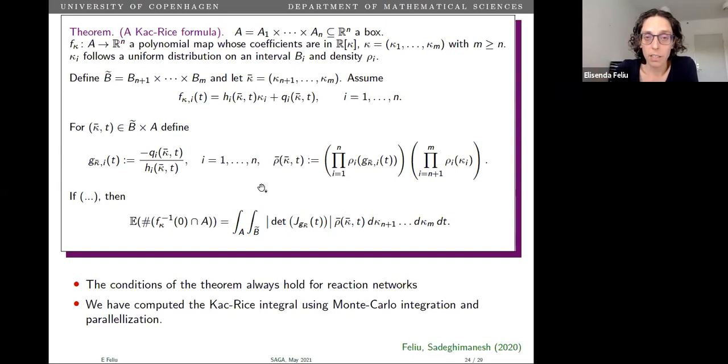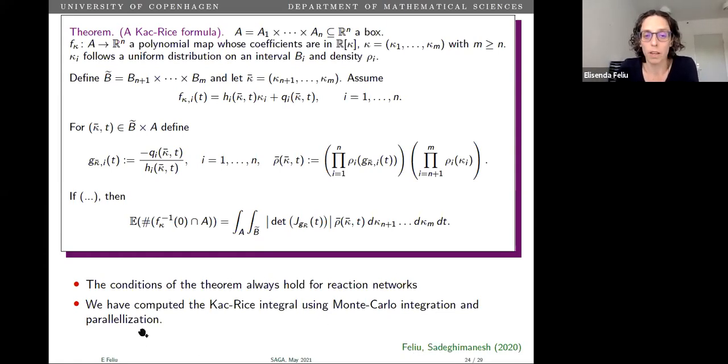Well, as I said, the conditions hold for reaction networks, so we can always apply this. And of course, computing this integral is not something you can just do analytically, but we have used Monte Carlo integration, which involves sampling a lot of points. And when you need to sample a lot of points, you can do it in parallel. So we could compute this integral with Monte Carlo integration and parallelization.